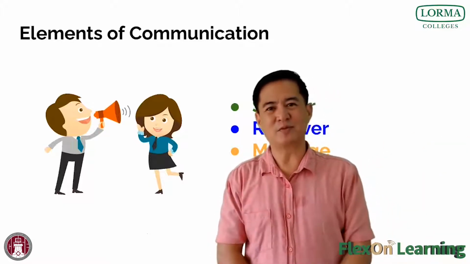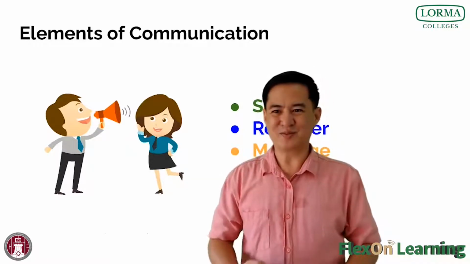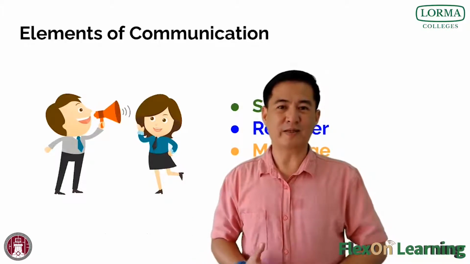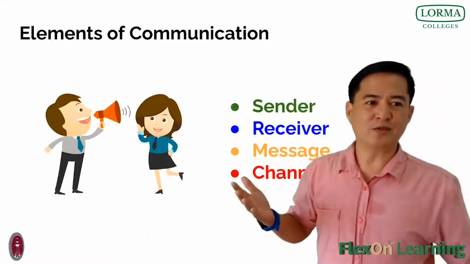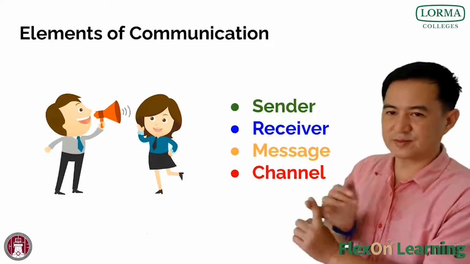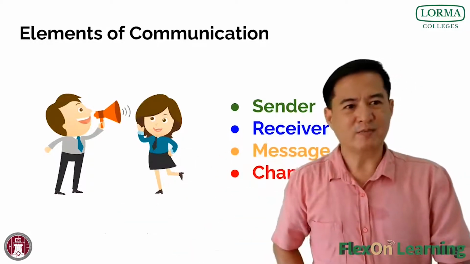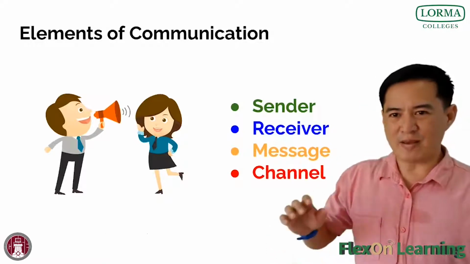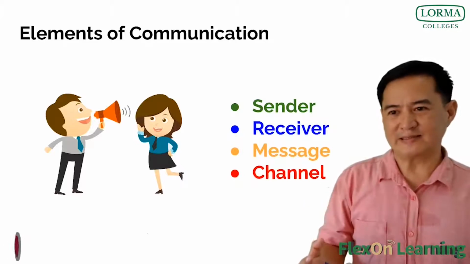So basically, I'm doing a monologue. I'm not communicating per se because I don't have anyone with me talking to me right now. According to this, for the elements of communication, you must have at least four components. Number one, you must have a sender, someone who talks. You must have a receiver, someone who listens. And you must have a message that is communicated over some form of a channel.